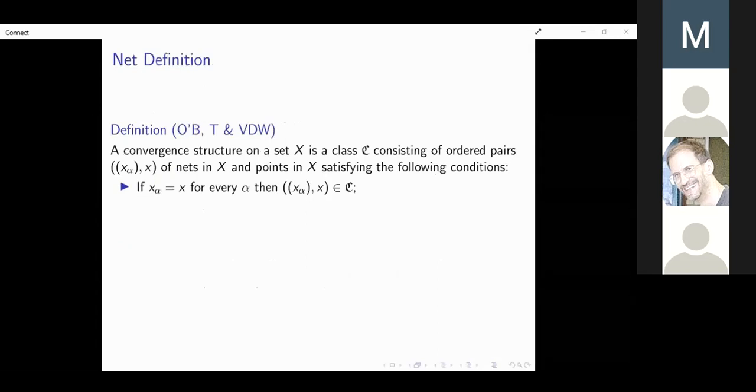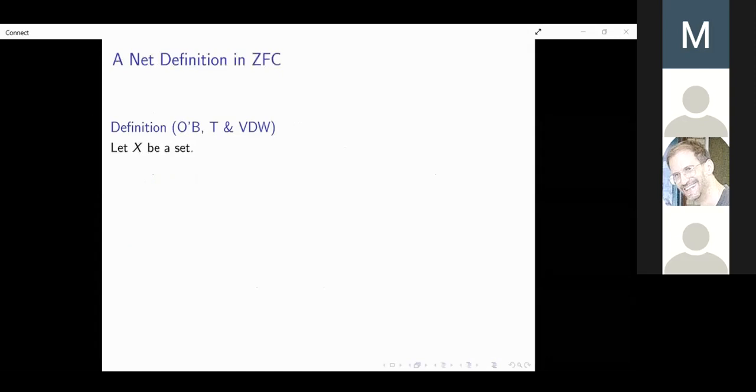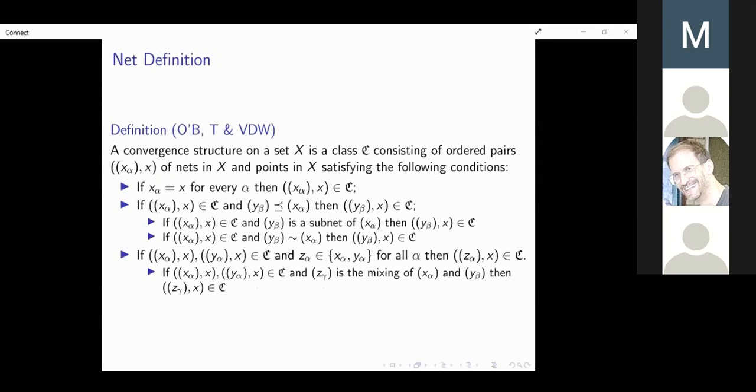Okay, so we can now formulate the following net definition of a convergence structure, which is just those conditions which I've just discussed. Something to notice here is that we have to use a proper class. That is because no matter which non-empty set you take, the collection of all nets in that set is not a set, it's a proper class.